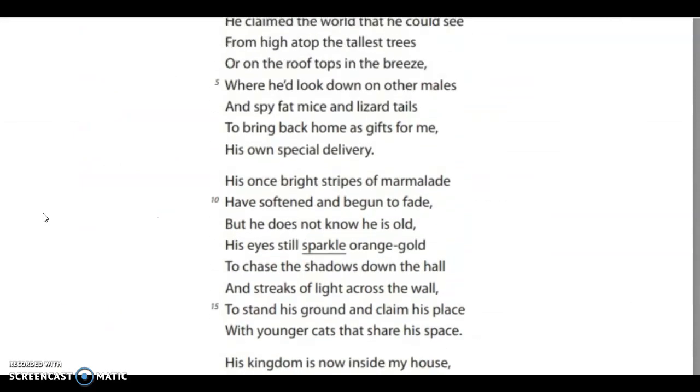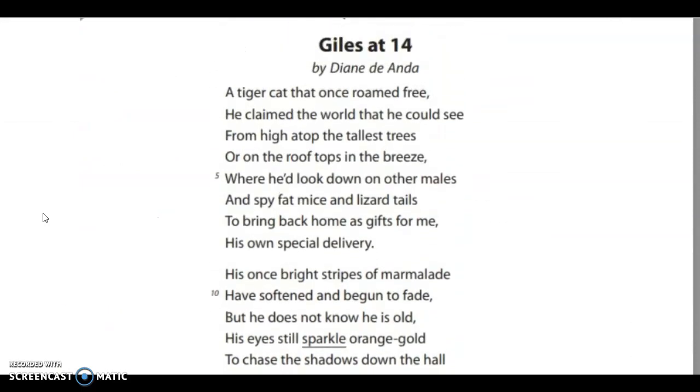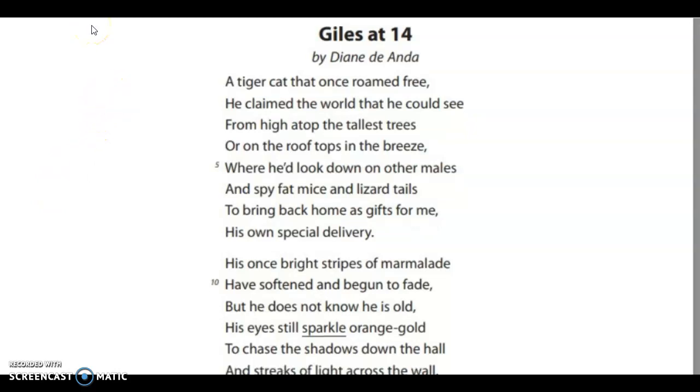Alrighty, so now we're going to go back and read the passage. Guile said 14. A tiger cat that once roamed free, he claimed the world that he could see. From high atop the tallest trees, on the rooftops in the breeze, where he'd look down on other males and spy fat mice and lizard tails, to bring back home as gifts to me, for me, his own special delivery.